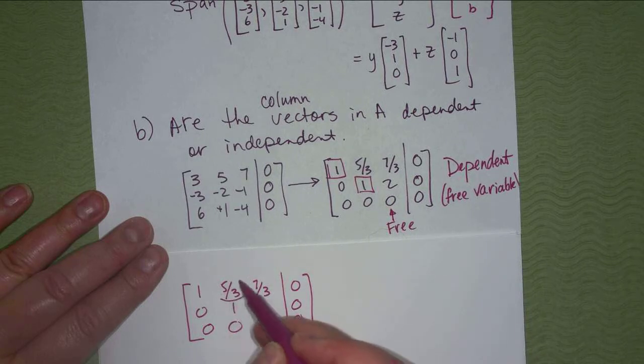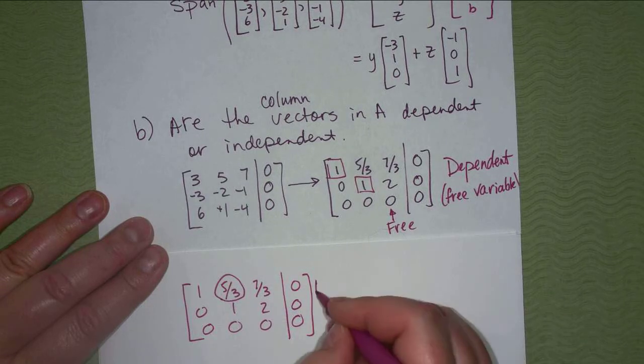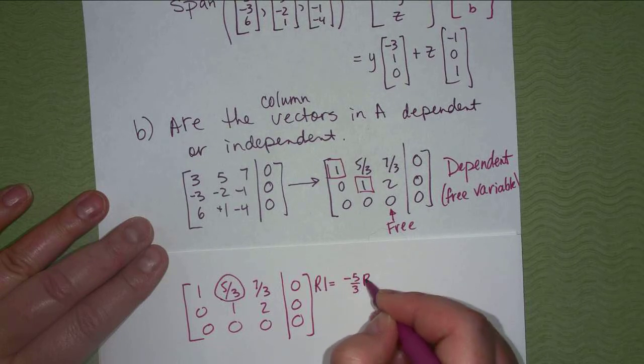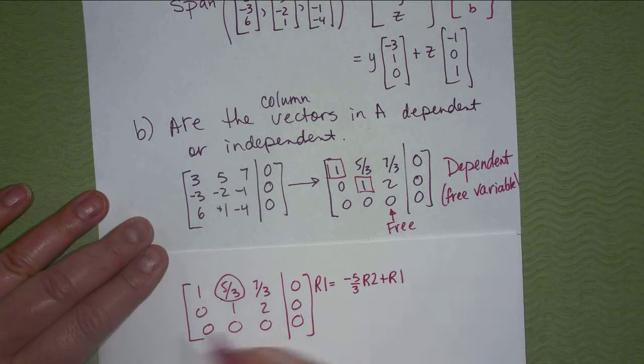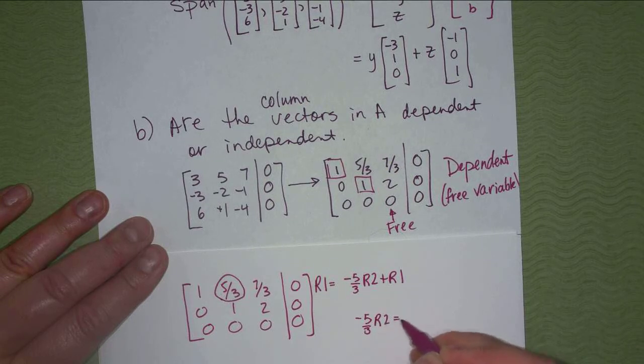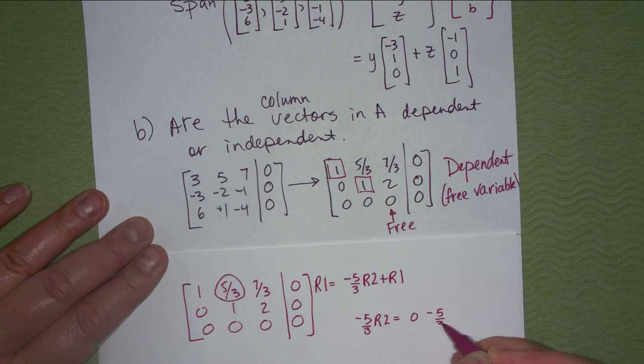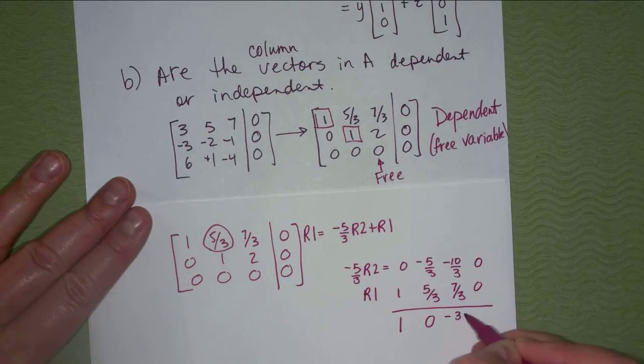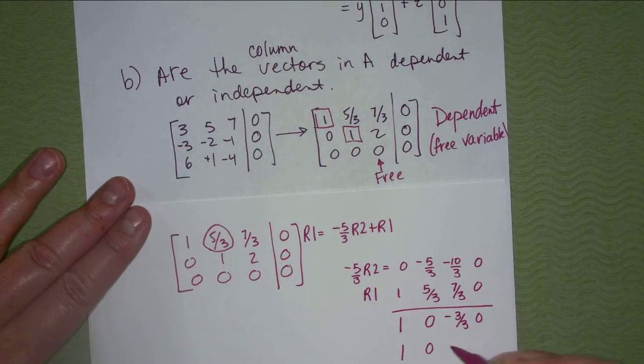The top one, it's not very nice because it's a fraction, but row 1, so this would be -5/3 row 2 plus row 1. There's lots of zeros, so it's not actually that hard. -5/3 row 2 plus row 1. So 1, 0, -1, 0.